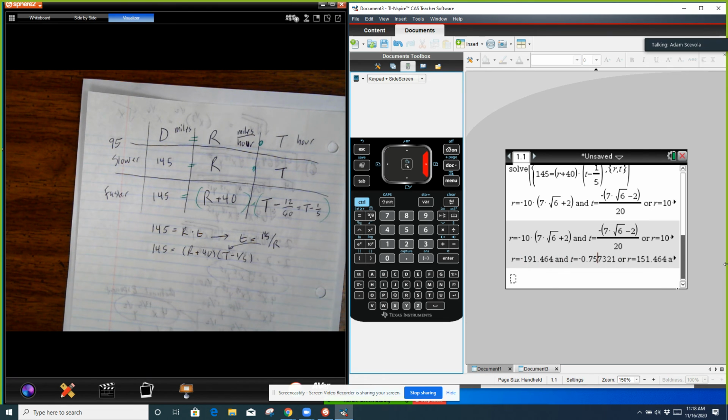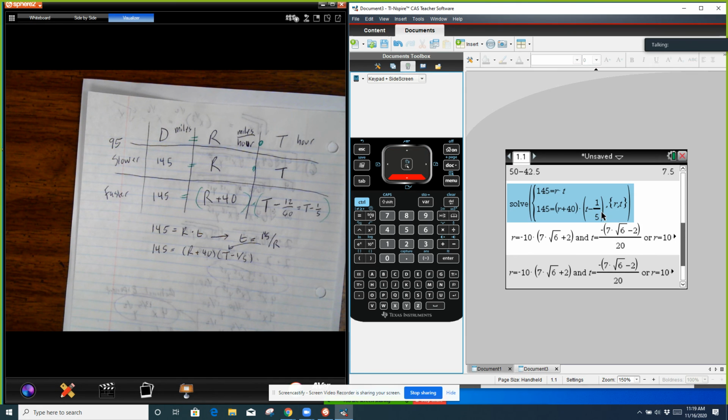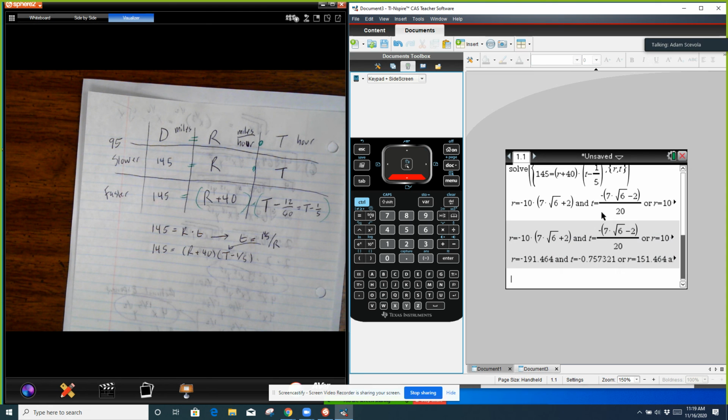Well, seems like the correct setup. Increase 40 miles per hour. Is 12 minutes a fifth of 60? Is that where I messed up? .2? Yeah, it's 1/5. Well, looks good. It's pretty close. I don't know why that one's negative though.